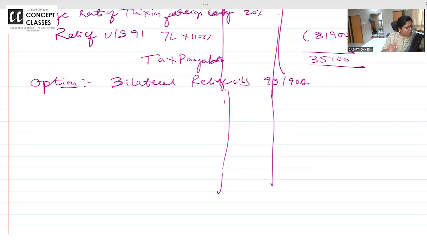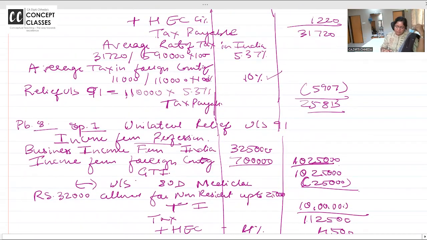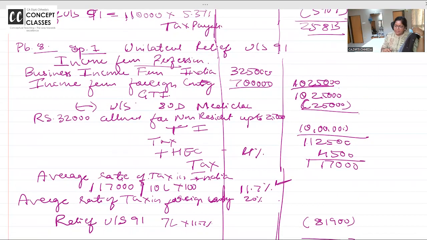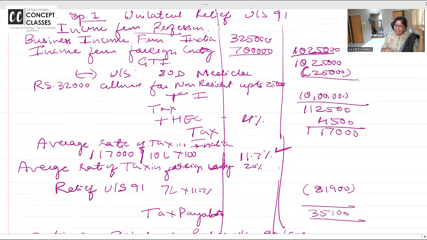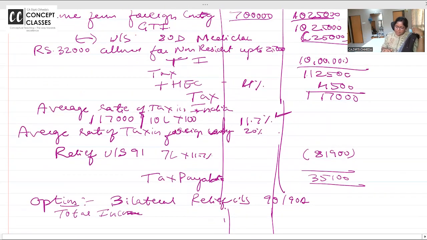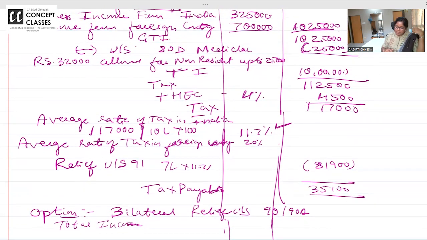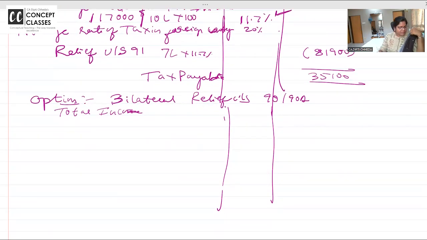Again, we can take up to the total income same only. So either we can write again or I can just copy. Yes, in the exam of course you will have to write again. Your gross total income is this: from India 325, from foreign country 7 lakhs, put together 1025. Mediclaim same 25. So your total income is coming to 10 lakhs.